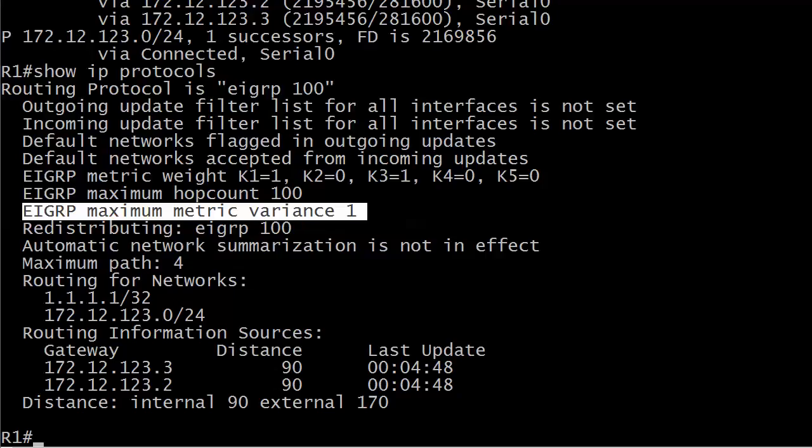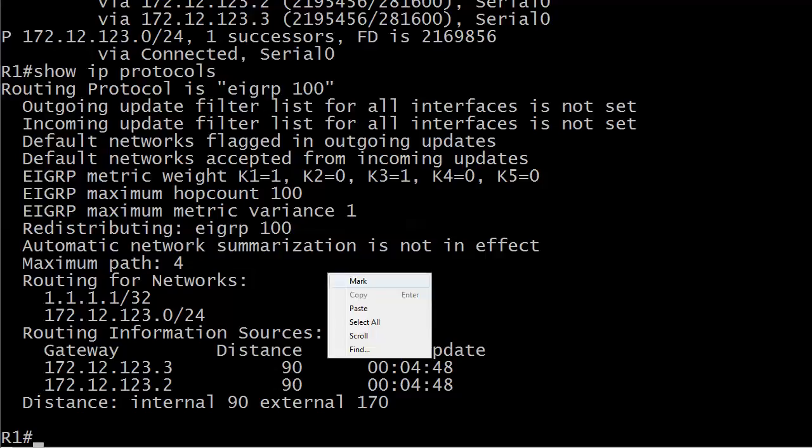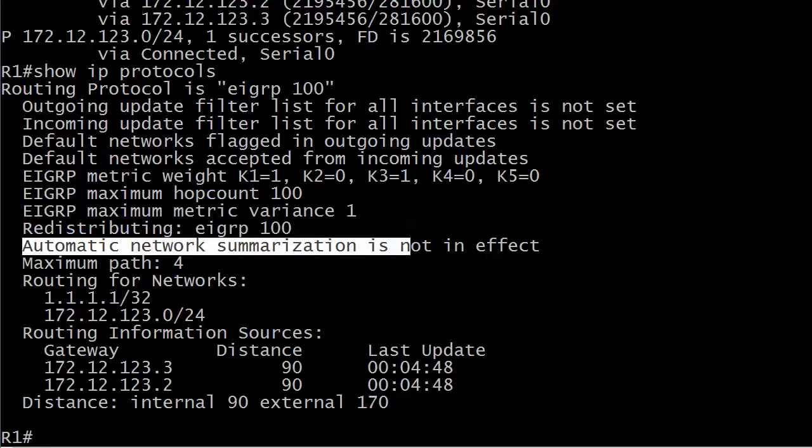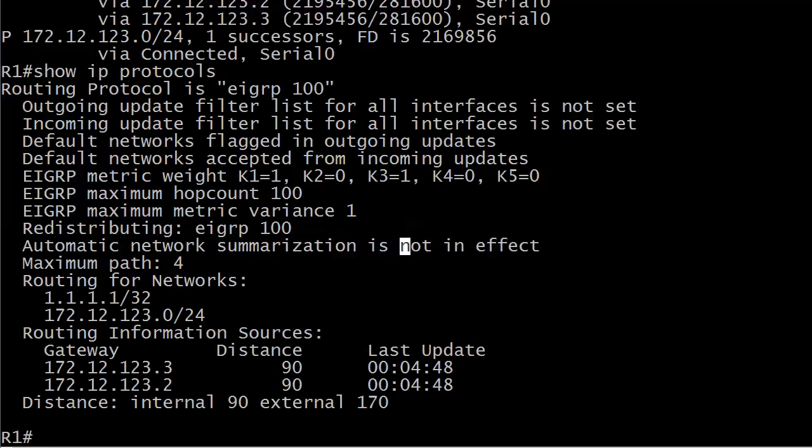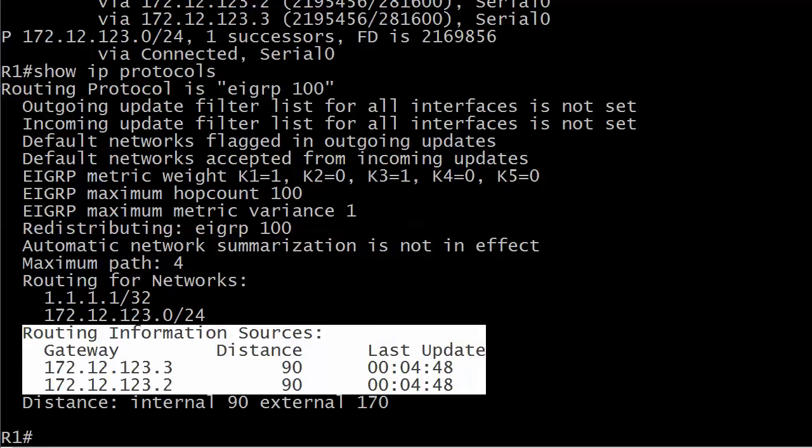Also, a couple things here I'd like to point out. Automatic network summarization is not in effect. That's because we put the no auto summary command in each one of our configs. If we had left that out, the magic word not would not be here. You can see the routing information sources that we have right now. Where are we getting routes from? What are the distance of the routes we're getting? And when was the last time we got an update?